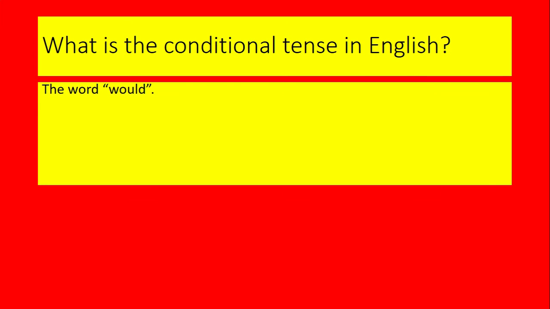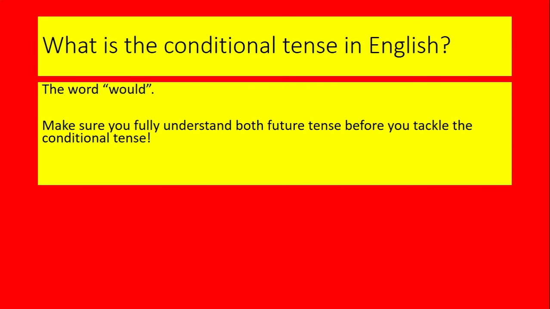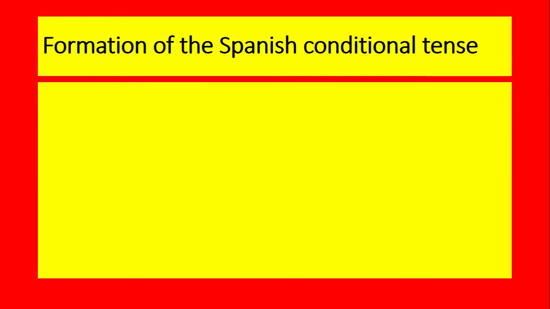But if you're struggling to get your head around that, just remember it translates as would. Will is the future tense, going to is the future tense, but would is the conditional tense. As I've said, make sure you fully understand both future tenses before you tackle this conditional tense, because there's always a condition attached, normally with an if sentence. So to form the Spanish conditional tense is really easy.